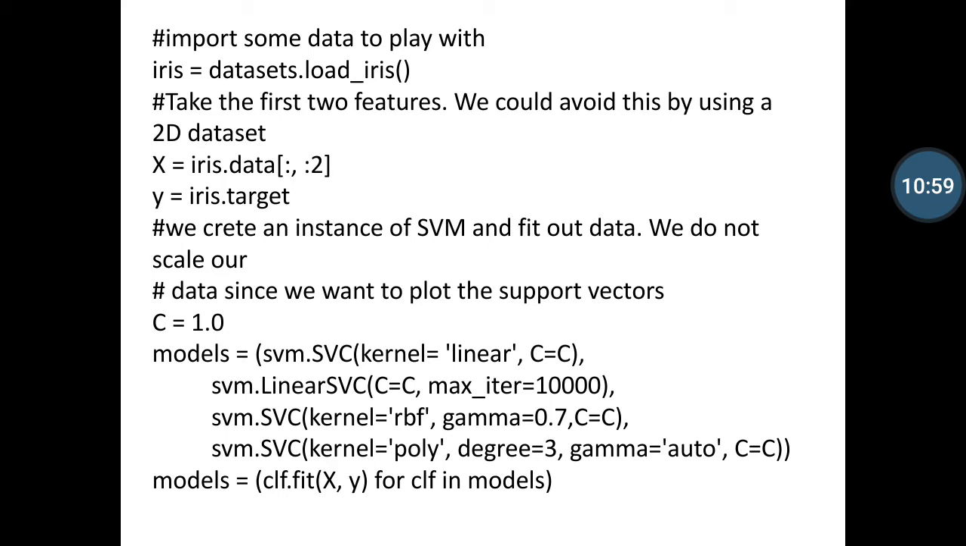Then svm.SVC with kernel is equal to rbf, gamma is equal to 0.7, and C is equal to C. Those are the features of SVM that are called from sklearn. Then svm.SVC with kernel is equal to poly, degree is equal to 3, gamma is equal to auto, and C is equal to C, and then close the brackets.